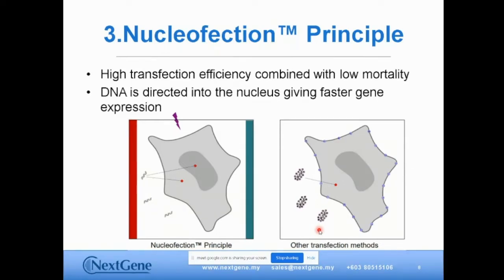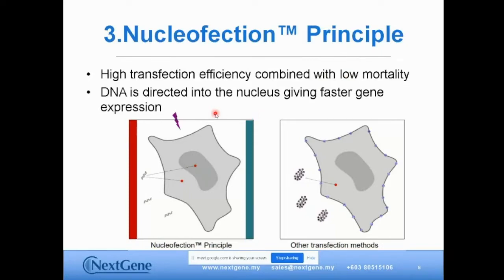One of the crucial steps in the success of a CRISPR experiment is to deliver the gene editing elements into the living cell, as mentioned earlier, the guide RNA and also the Cas9 protein. For this reason, the choice of transfection method used is of utmost importance. Here I would like to introduce nucleofection, which is a proprietary transfection method offered by Lonza. It's a transfection technology that gives high transfection efficiency combined with low mortality.